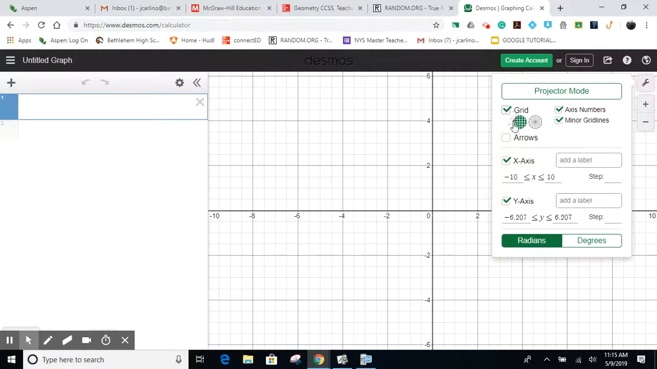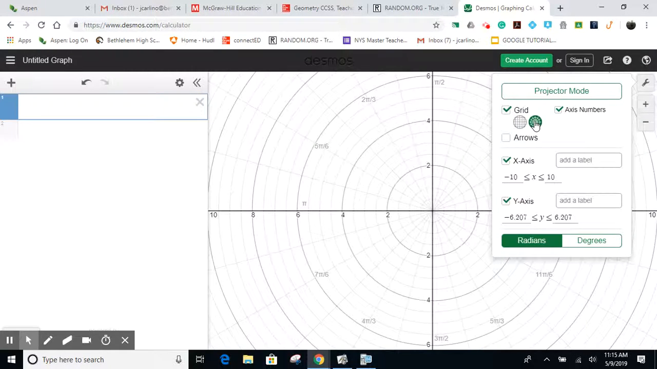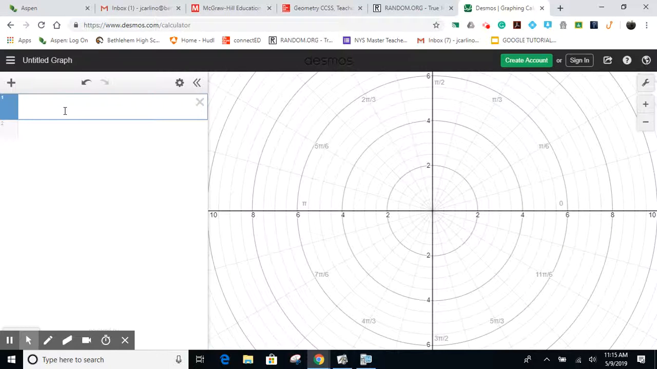Everyone see right here, it says grid. And see how the rectangular one's highlighted? Highlight the polar. Boom, look at that. Okay, so again, wrench, highlight the polar graph. Now right over here is where you're going to start typing in the equations you want to check. Okay, so I'll do this with somebody slowly.